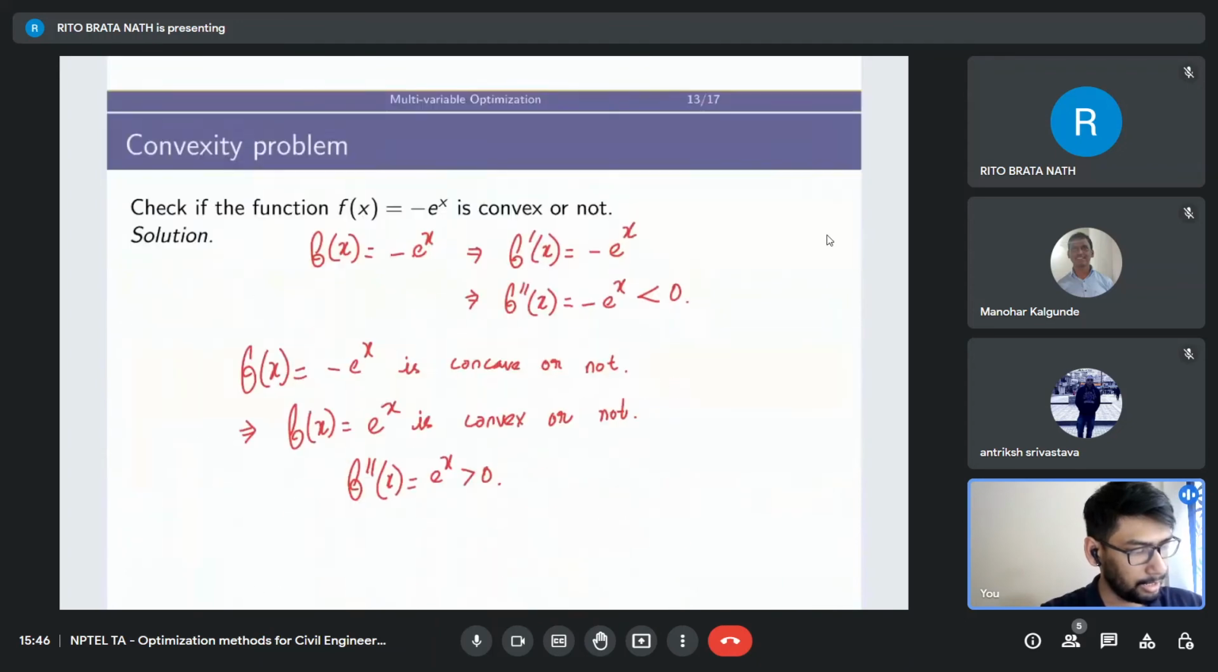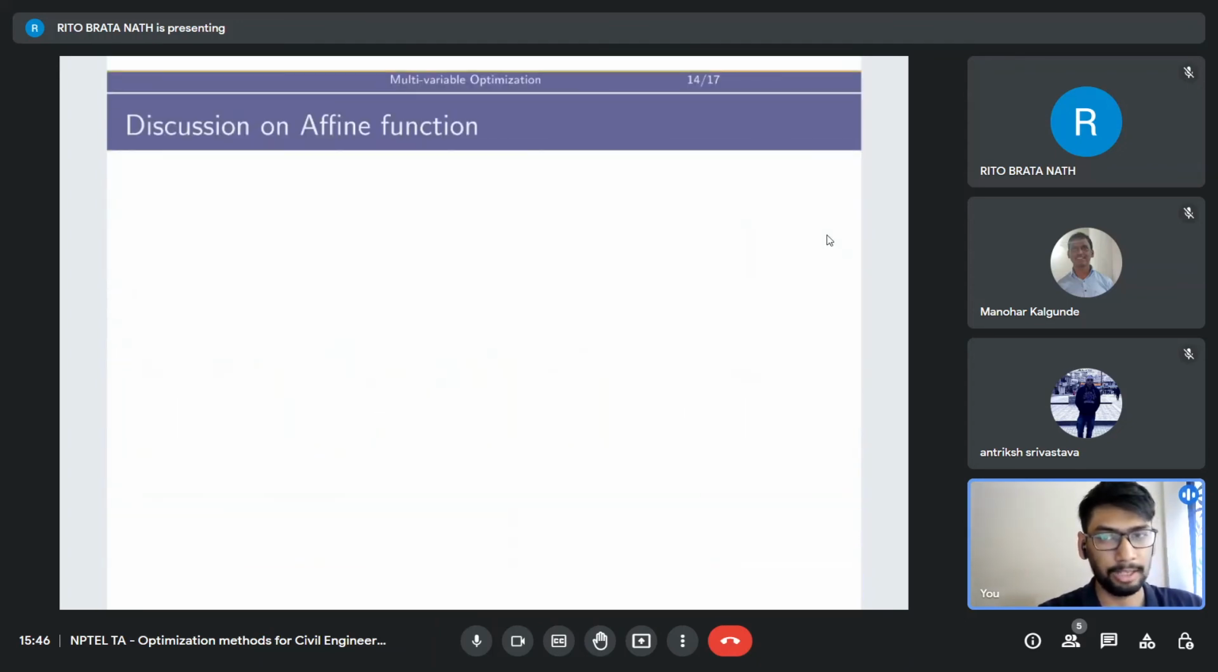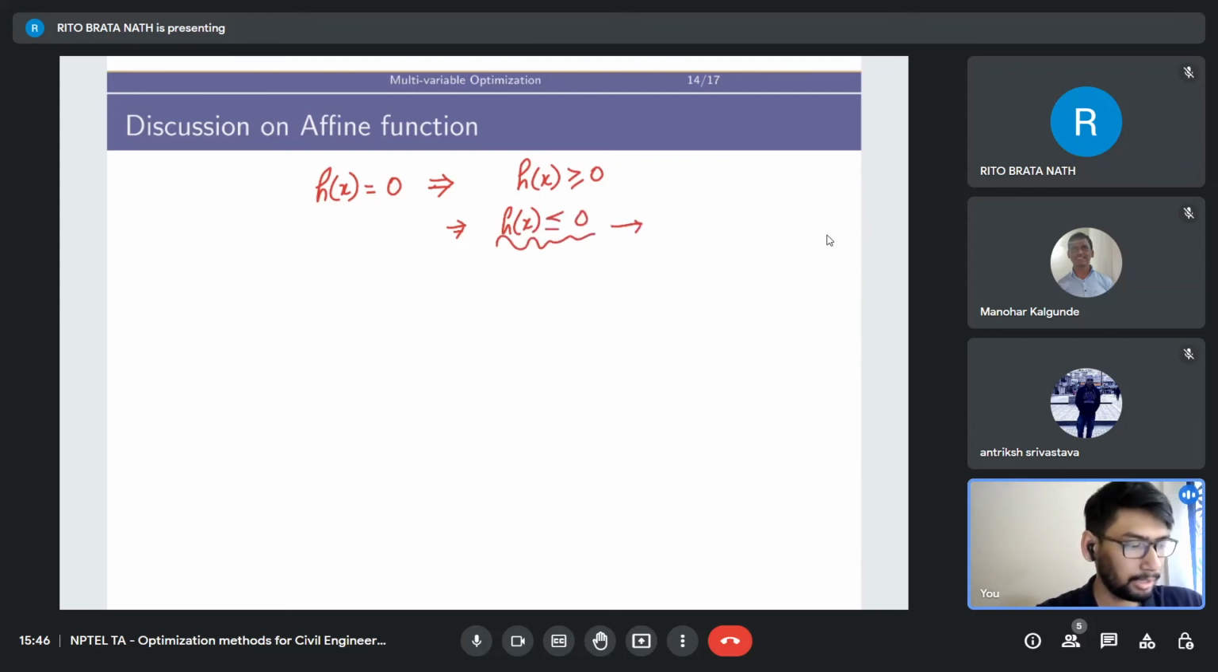So let's see what I have. Yeah, this discussion on affine functions, I think you have already gone through this in the lecture. But if you have doubts: if you are taking a function like h(x) in a convex optimization problem with an equality constraint, h(x) equals 0, then for a convex optimization problem, you need to have this function as a convex function. So now I can write it as h(x) greater than or equal to 0 and h(x) less than or equal to 0. If we are having it in this form, then this is a convex function.